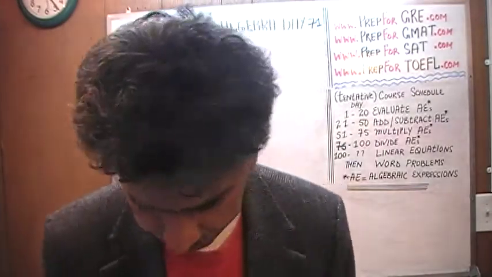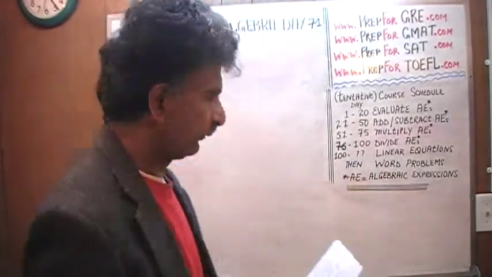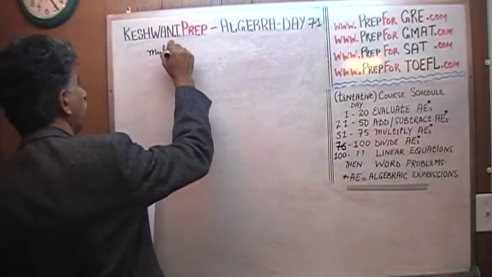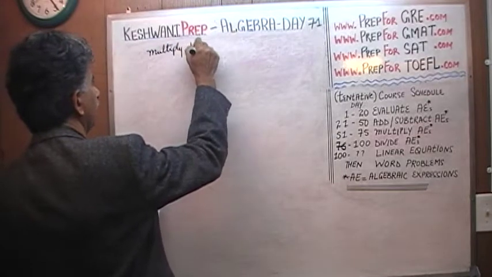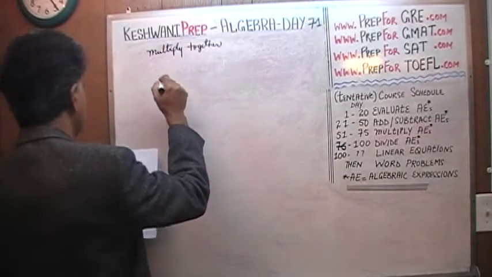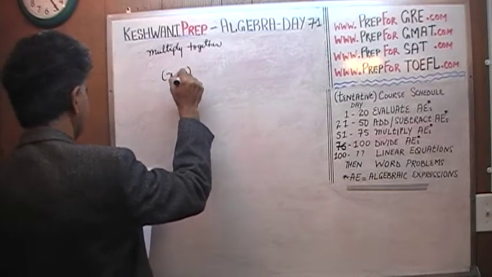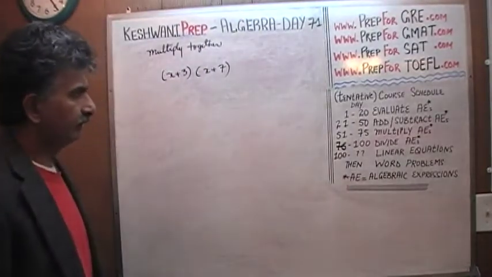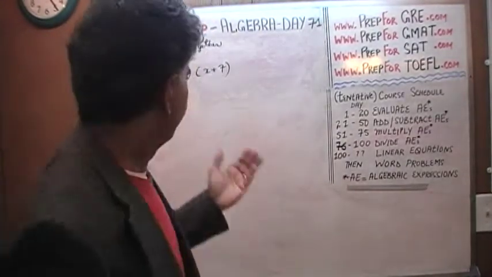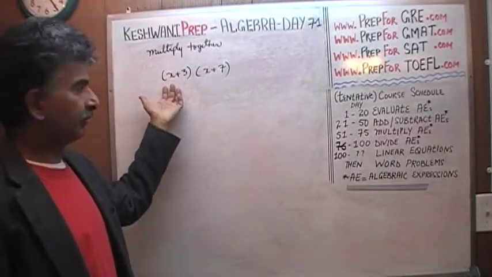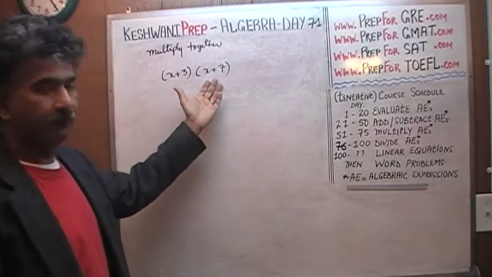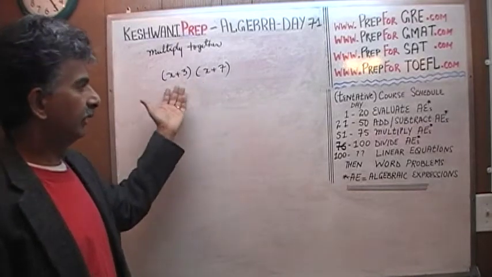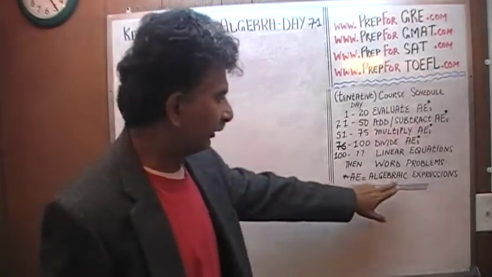Let's take a look at it. We are asked to multiply together x plus 3 and x plus 7. This is an algebraic expression. x plus 3 is an algebraic expression. It has two terms, x and 3. Even though they are very simple, they are algebraic expressions, and we are asked to multiply these two expressions. That's what we're doing right now.